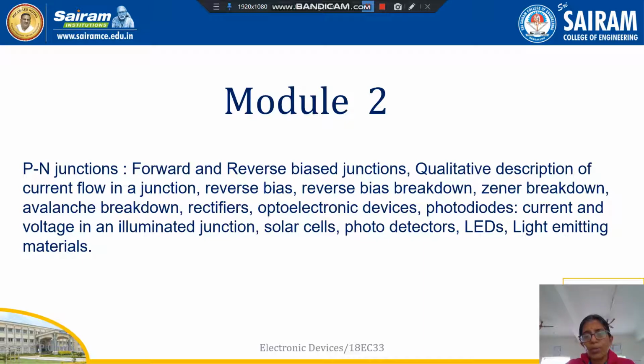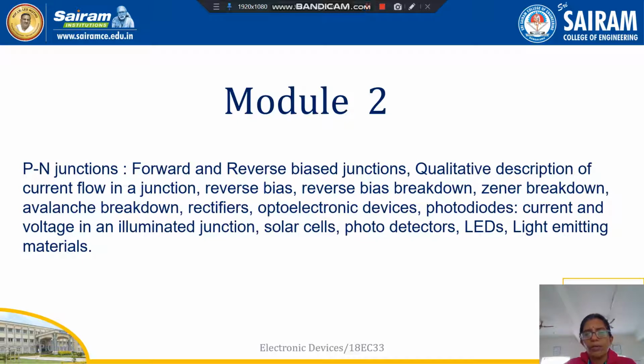In the second part of this Module 2, we will be discussing the optoelectronic devices. Here we will see what is meant by an illuminated junction, that is, what happens when a light ray falls on the semiconductor material when it is reverse biased or forward biased. Based on its use, we will be discussing what is meant by a solar cell, photodetectors, the light emitting LED, and the light emitting materials used for the LED.